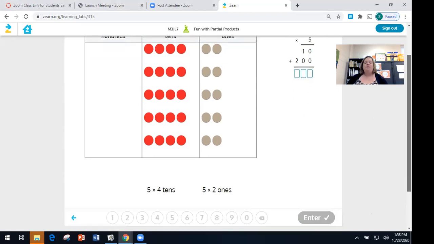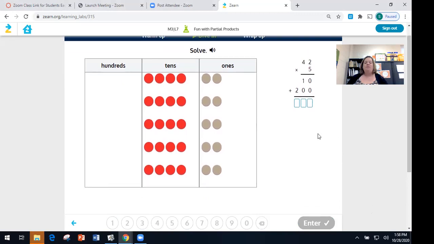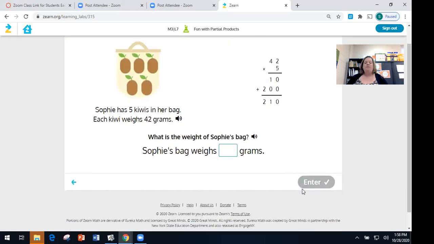Now it wants us to solve. Okay, well, we need to see if we need to bundle. So 2, 4, 6, 8, 10. So we could just say, well, we're going to bundle and move. So 0 plus 0 would be no ones. And then we would have 1 plus 0 is 1, and 2. We just added it straight down. We didn't really go through the place value of bundling it like we did the first. So Sophie's bag weighs 210 grams.